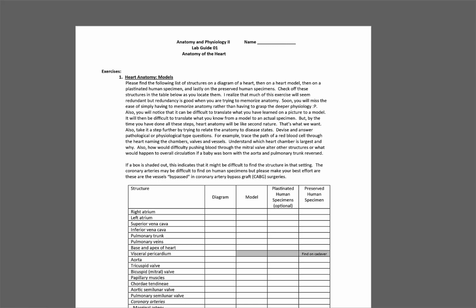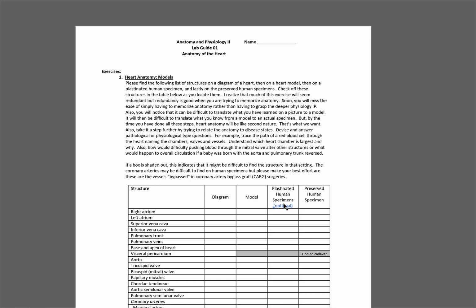Usually we would have had the convenience of being able to go through things in a diagram, a 3D model, and it's always interesting to me how the brain does not always transfer a diagram to a 3D model. You can find what the tricuspid is on a diagram, but then can't find it on a model. And then also how it can be difficult to transfer from a model to a human specimen.